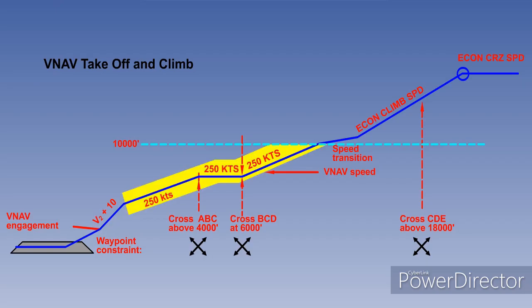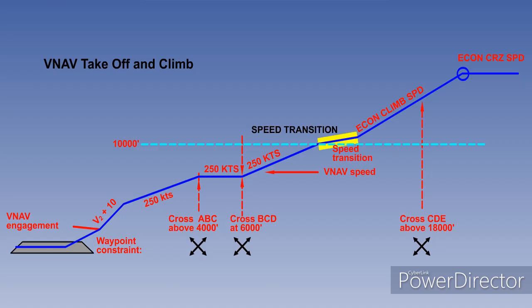We will then assume that there is an air traffic control requirement to maintain 250 knots indicated airspeed until reaching 10,000 feet. We need to cross a radio facility called Alpha Bravo Charlie above 4,000 feet. The computer will have to compute whether, with our present thrust, our airspeed of 250 knots will give us the required rate of climb. Next, we must cross Bravo Charlie Delta at 6,000 feet.